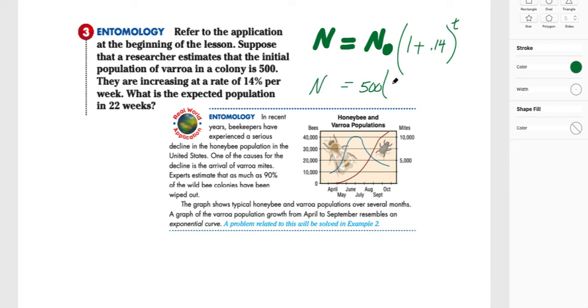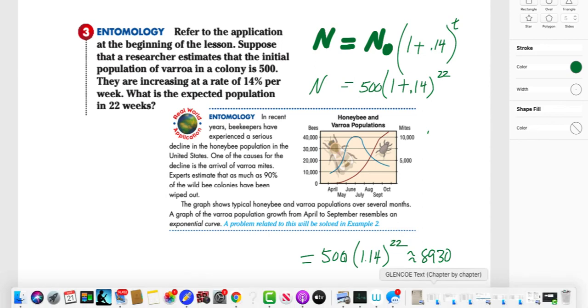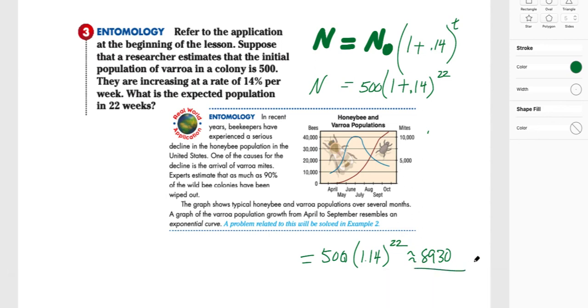We're going to multiply that by 1 plus 0.14 to the 22nd power. And so simplifying that a little bit, I'll put it under here. We'll get 500 times 1.14 to the 22nd power. Using our calculator, we get approximately 8,930 of these Varroa mites in that particular colony. That's the expected amount. All right.